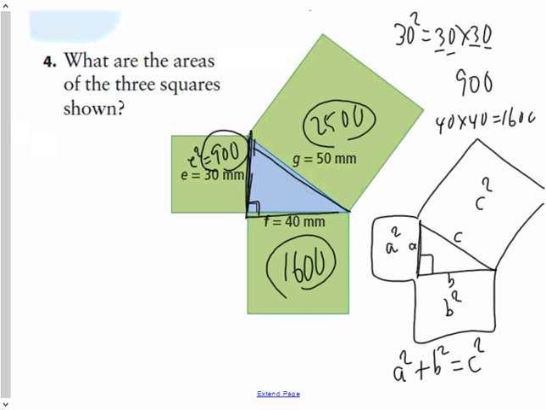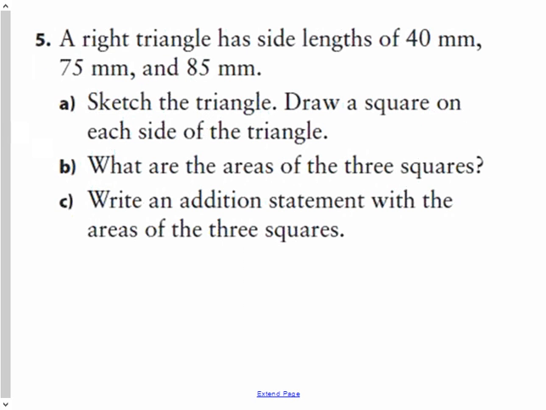And that's the reason why we had that question, which is question 5. Sorry, it was just question 4. Question 5 says a right triangle has side lengths. So I'm going to draw a right triangle. I'm going to put my little angle there. And I'm going to put 40, 75, and 85. Now remember, in a right triangle, your longest side is always your hypotenuse. It says sketch the triangle and draw a square on each side of it.